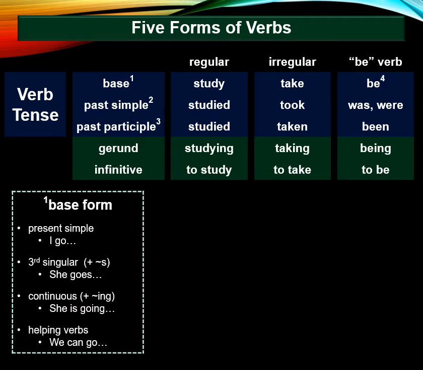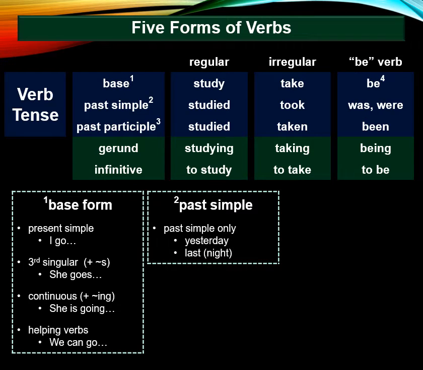The base form is used in the following tenses: present simple, I go; third person singular, present simple, he, she, or it, when you add s, she goes. It's also the base form in the continuous tense when you add ing after the be verb, like she is going. Also, you use the base form after most helping verbs, like we can go.